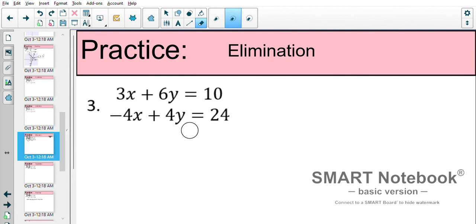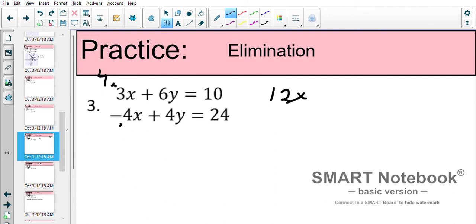3 and 4, we could get to both be 12. So they don't go nicely into each other. We're going to change both of them. We're going to change this one by multiplying it by 4. That would give us a 12x. And then we're going to change this one by multiplying by 3. That would give us a negative 12x for this equation. And that would set it up nicely for elimination.